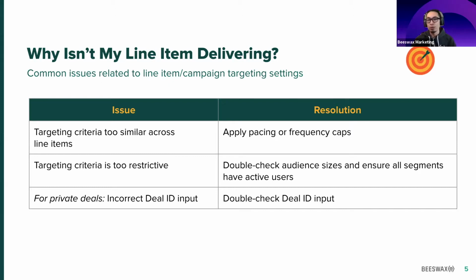So if, for example, you were looking for people that needed plumbers on the east side of London with north-facing houses, odds are very good that line item won't deliver very much because the audience is just so niche. So always make sure to double check your audience sizes when you're executing a campaign and the line items associated with that campaign.